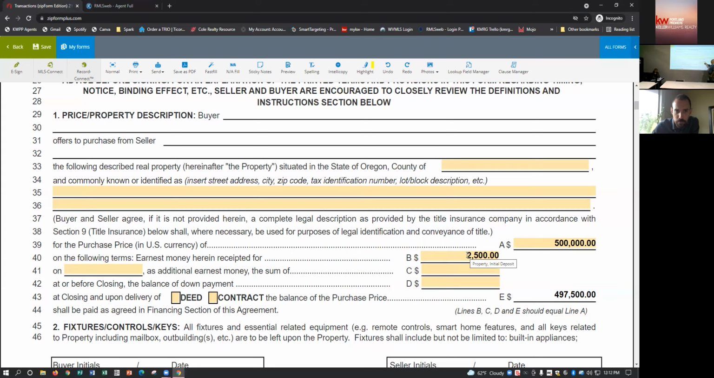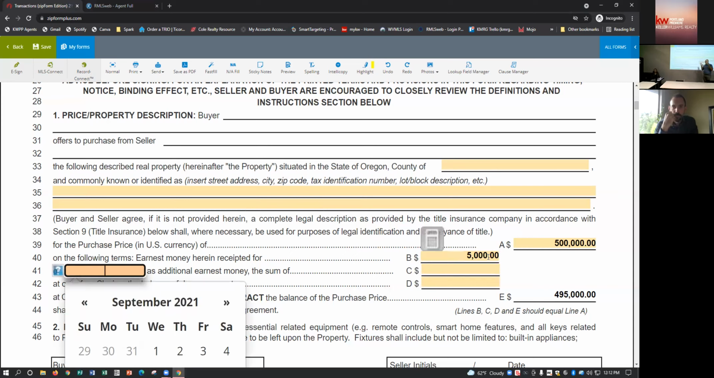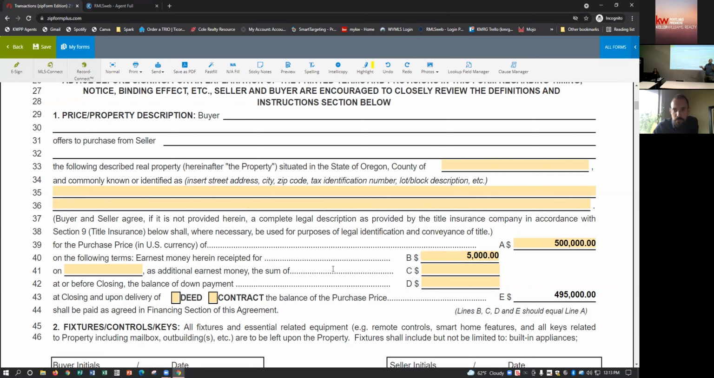Okay. Line C would be if there is additional earnest money, which is super unusual. When would we have that? Let's say you have a complicated disclosure, or you're going to have a big inspection period. Maybe you're not just inspecting the property, you're inspecting a bunch of different stuff, or you're buying the property to divide it as part of an investment or something like that. It could just be a standard sale too.